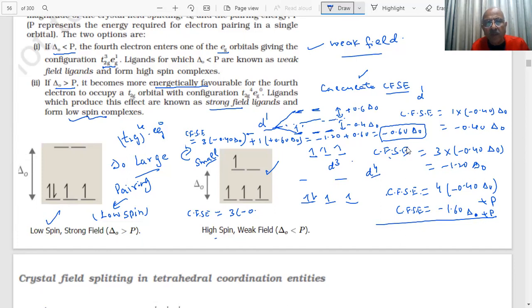This is a high spin complex because the crystal field energy is lower, a weak field ligand. Then the energetically preferred path is that the electron will move to the eg, because delta 0, the crystal field splitting energy, is less than the pairing energy. That is going to be a question in the paper, students. Very important.